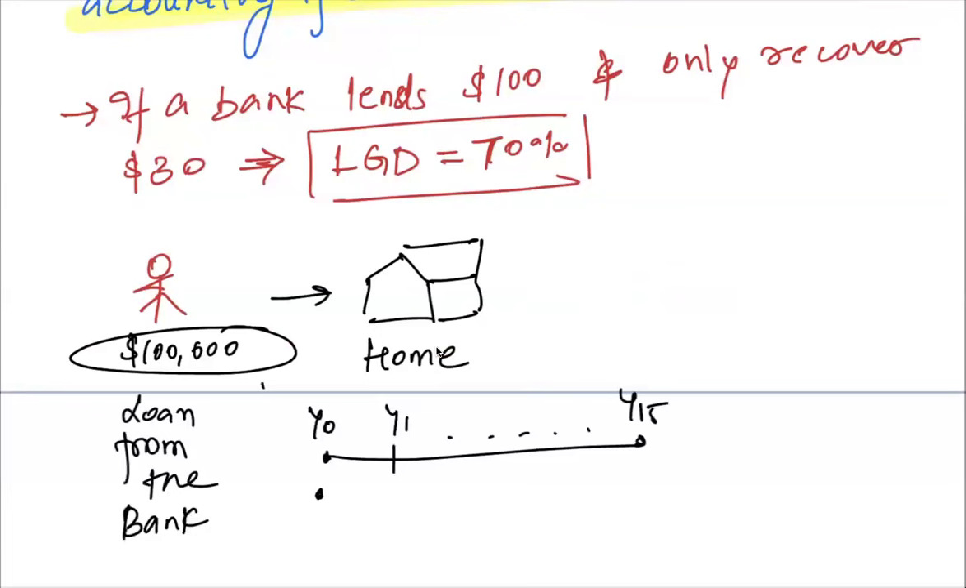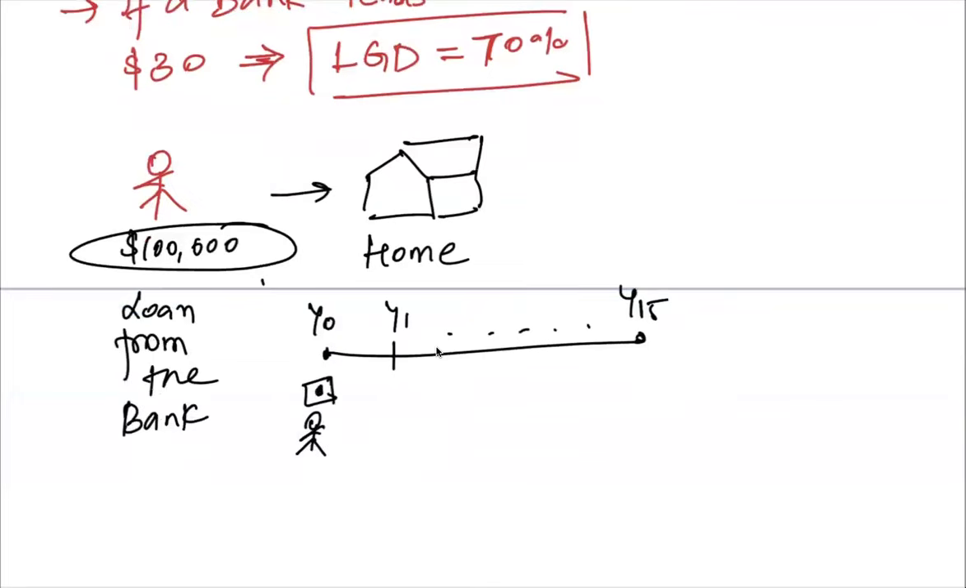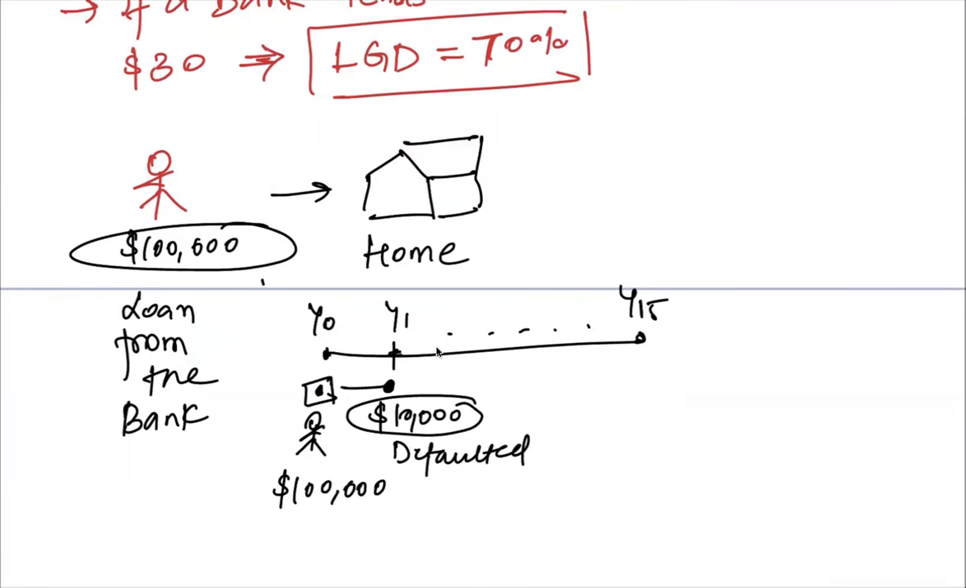So let's say here you went to the bank and asked for a $100,000 loan, okay? And let's say up till this point, you paid $10,000. Up till this point, you paid $10,000 and you defaulted. Now, what will happen is at this specific point, the bank will come in and sell your property, sell your home.